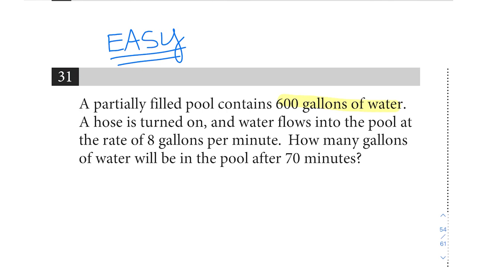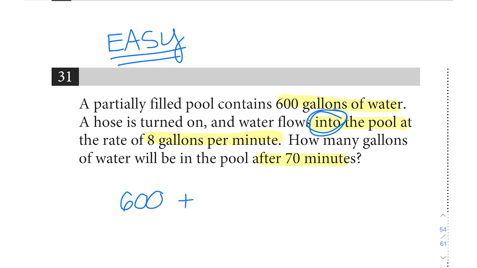With that, for 31, it says a partially filled pool contains 600 gallons of water. A hose is turned on and water flows into the pool at the rate of 8 gallons per minute. How many gallons of water will be in the pool after 70 minutes? So starting with 600, and then water's flowing into the pool at 8 gallons per minute. How many gallons after 70 minutes?